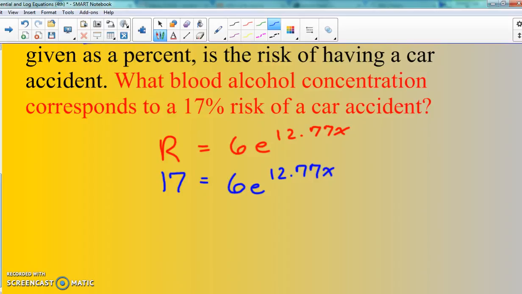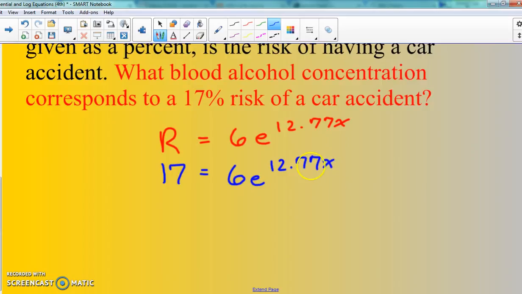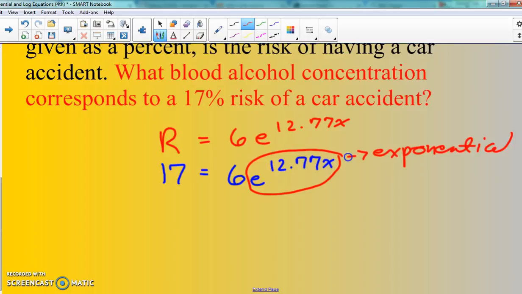All right. So we're going to put that 17 in there, and we're going to have to solve this for X. We're going to have to get X by itself, so we can find out the blood alcohol concentration. So the first thing, again, like we did before, is we're going to isolate the exponential function. We're going to use one of the rules, then we're going to go ahead and solve it out. So here, our exponential function is this part right here.